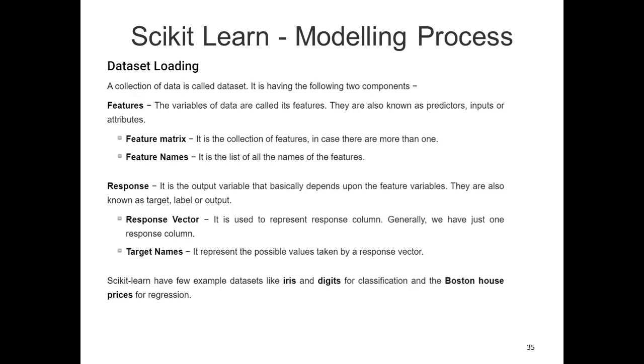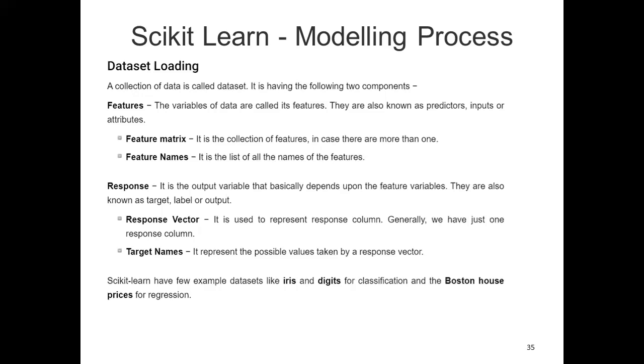It has two components: the feature matrix and the feature names. The feature matrix is the collection of features. For example, if the data set is student details, then student name, register number, age, and course are the features. When there is more than one field, the collection of features is called a feature matrix. The names given to the features are called the feature names.